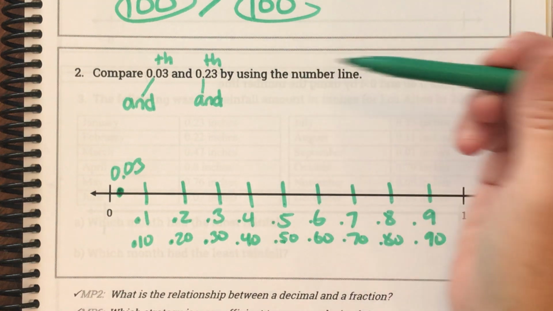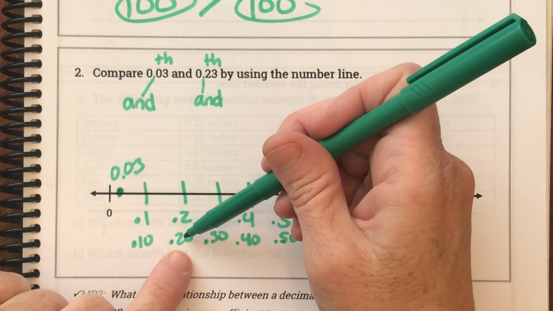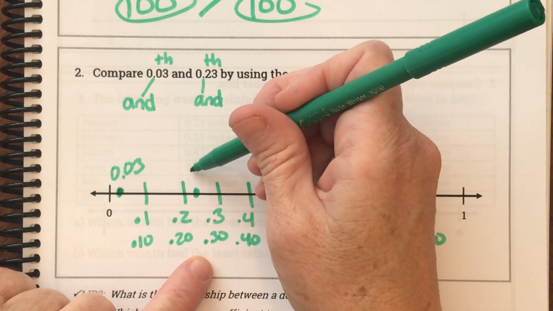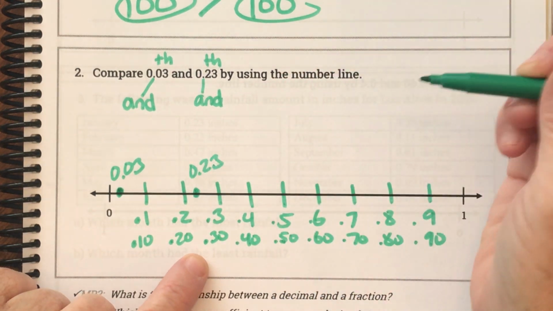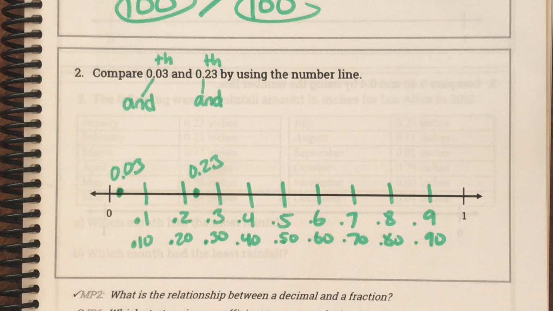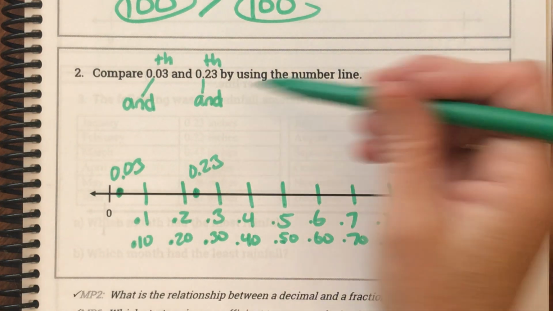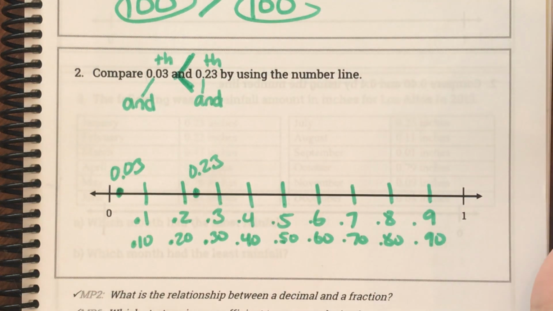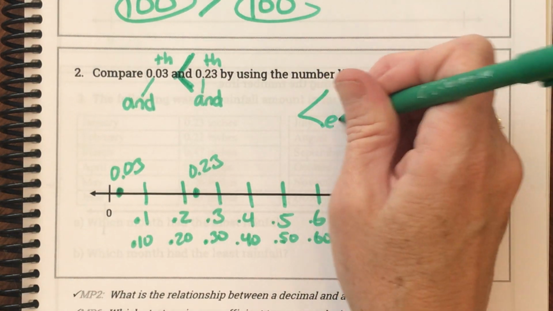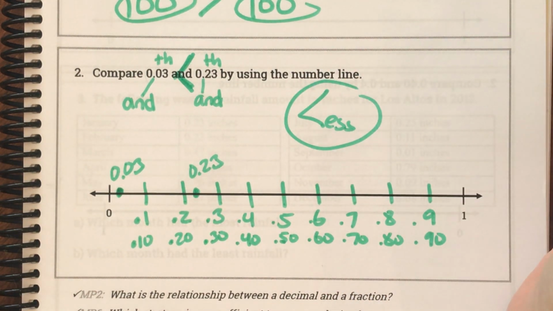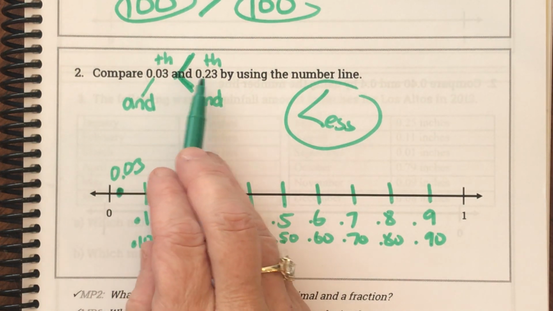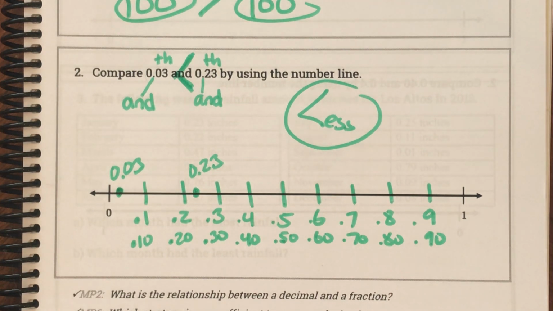And where's 23 hundredths going to go? More than 20, but less than 30. And a little bit closer to 20. So maybe right about there. So we can tell that 23 hundredths is definitely larger. So I'm going to grab it and I'm going to use a less than sign. So it's going to say 0 and 3 hundredths is less than 0 and 23 hundredths.